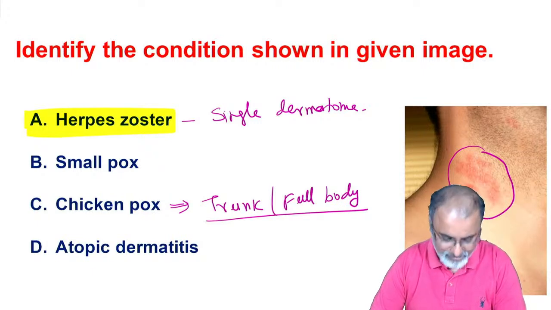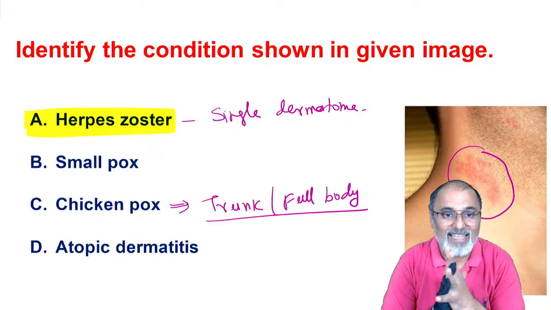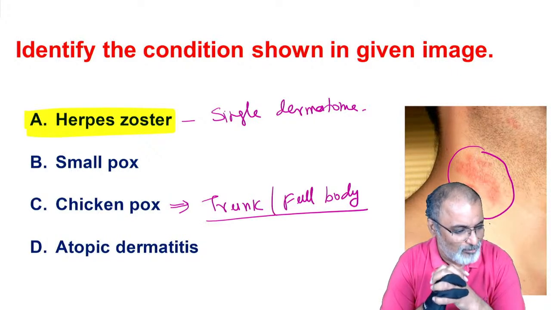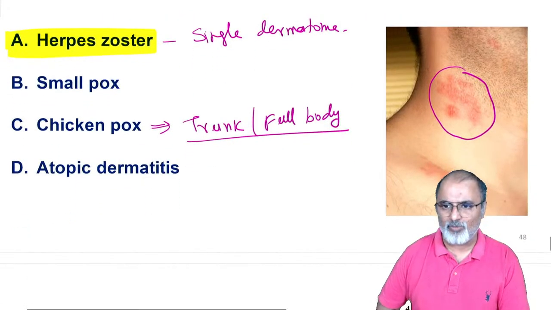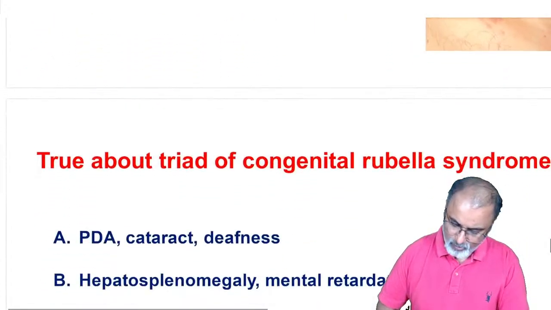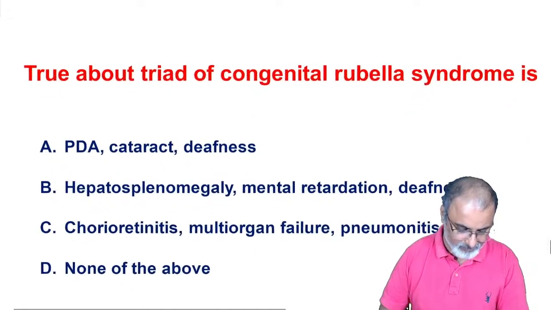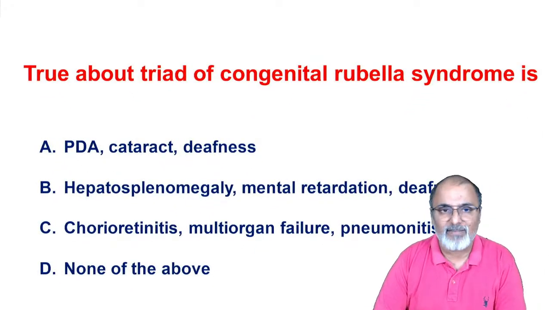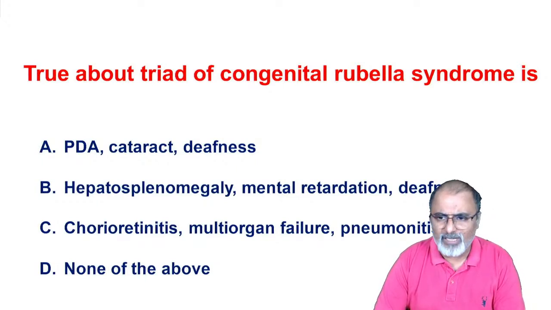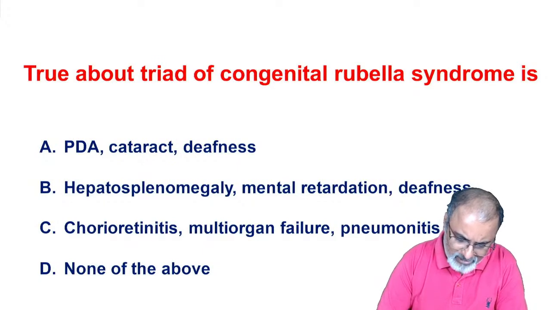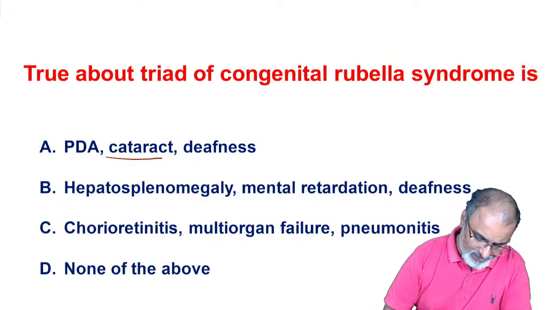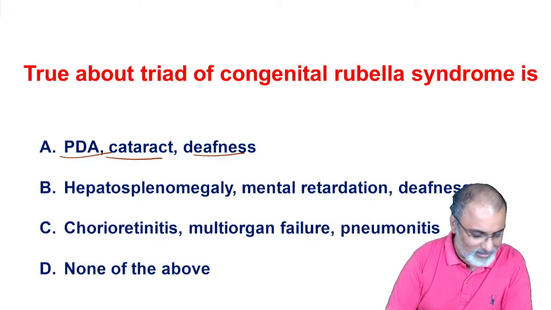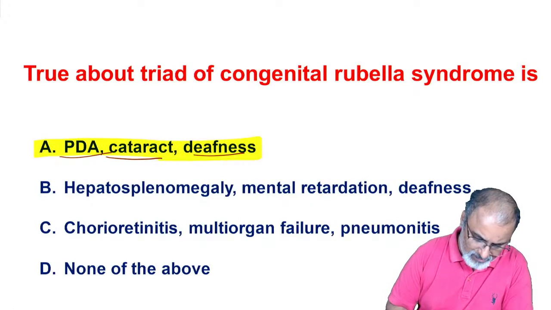Okay, yes. Now the time is 8 o'clock. We have seen almost 48 questions. Two more we'll see. 50 questions we planned. Exceeding time by 5 minutes, no problem. True about the triad of congenital rubella syndrome. You remember, cardiac defect, cochlear defect, and congenital cataract. Cataract, deafness, and patent ductus arteriosus. Yes, perfect.